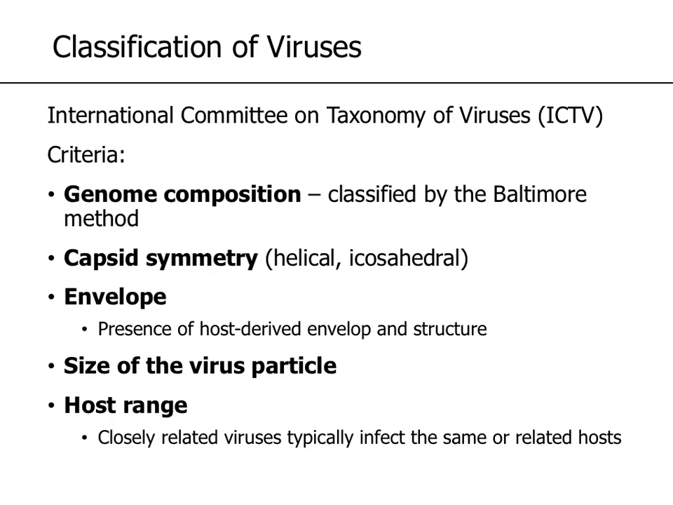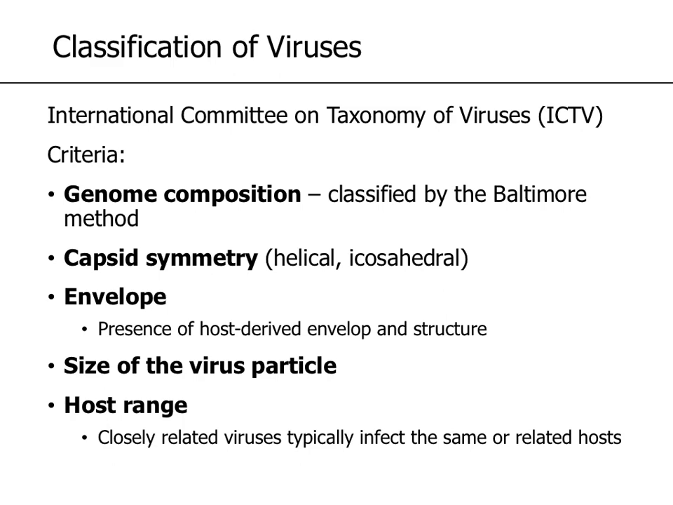All right, so now how do we classify viruses? There's the International Committee on Taxonomy of Viruses, and they came up with different criteria so that when different researchers were talking about these viruses, they could categorize them and use the same language. So there are ways to categorize them by genome composition, which we're going to talk about a lot coming up next; the capsid symmetry, like the helical or icosahedral symmetry we just discussed; their envelope, and depending on how the envelopes are constructed; size of the particle; or host range.